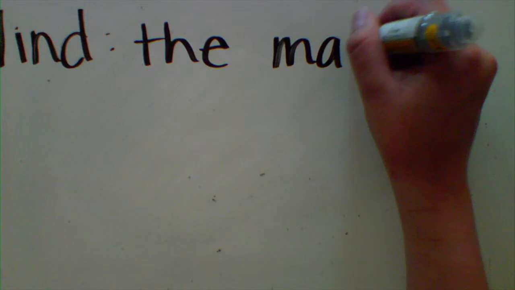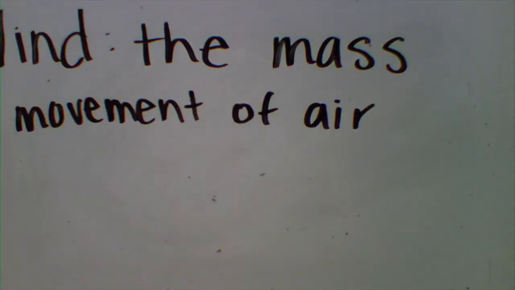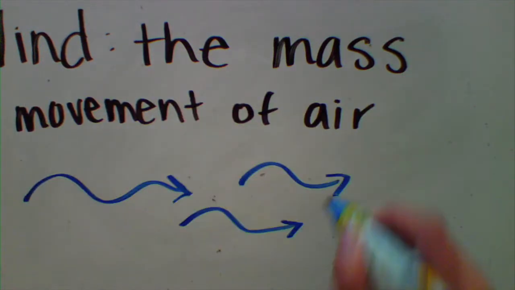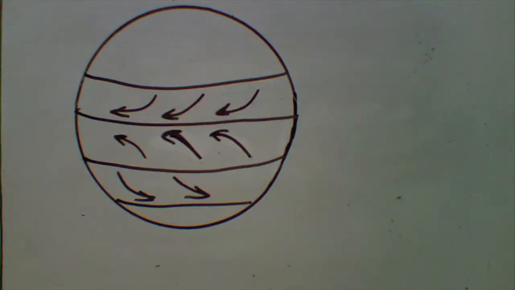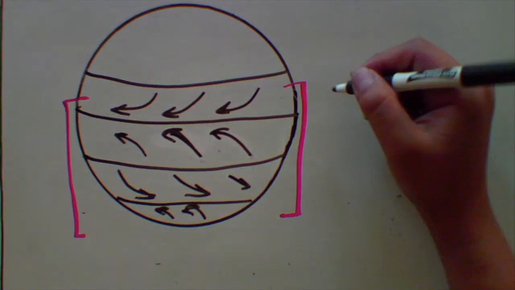First, let's examine the wind directions. Wind is the mass movement of air. Looking at the area near the South Atlantic Gyre, we see that the wind directions that may affect the gyre include the trade winds and the westerlies.